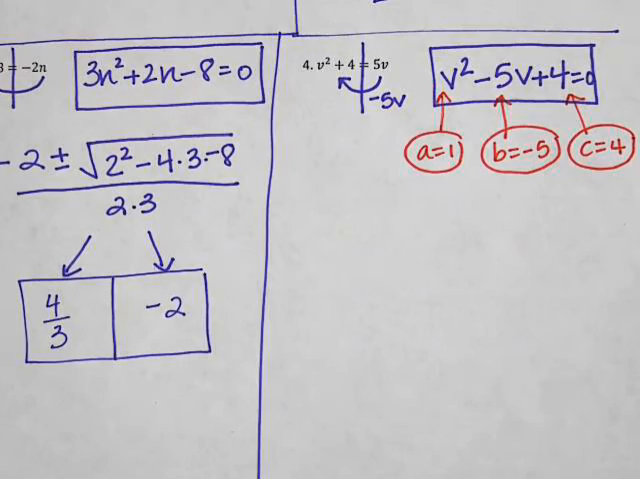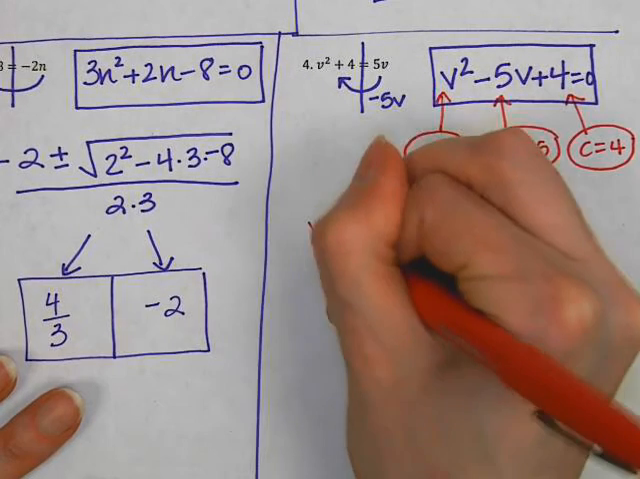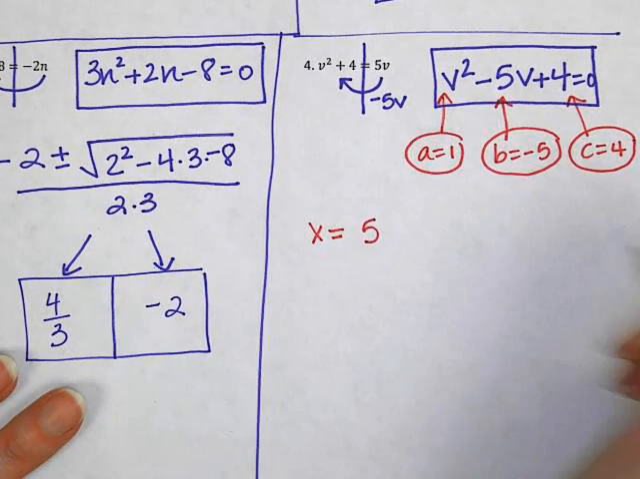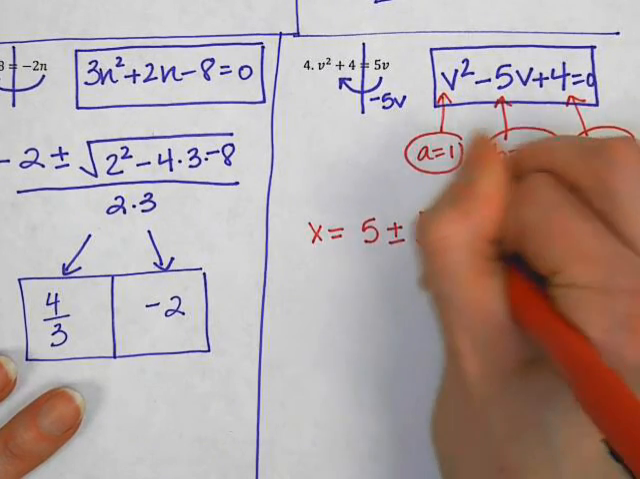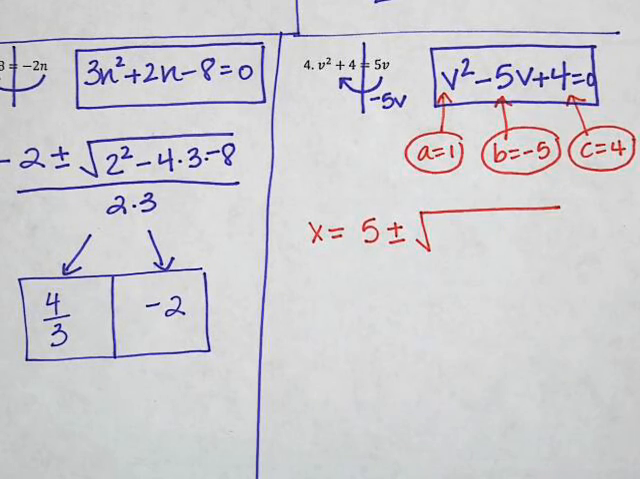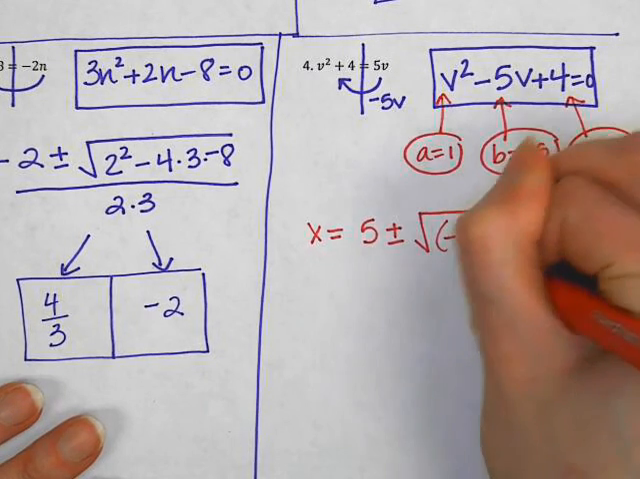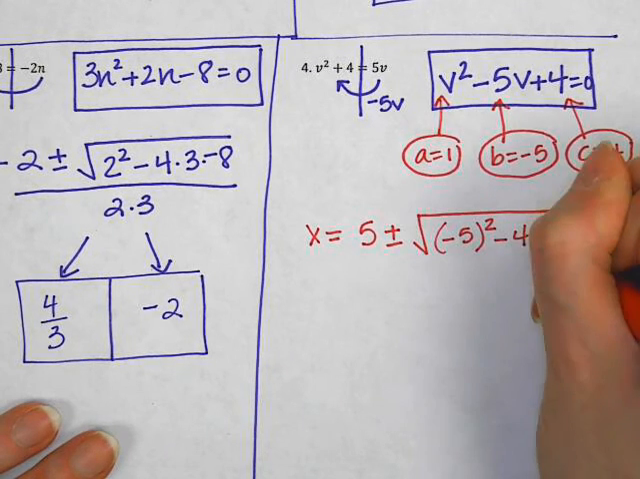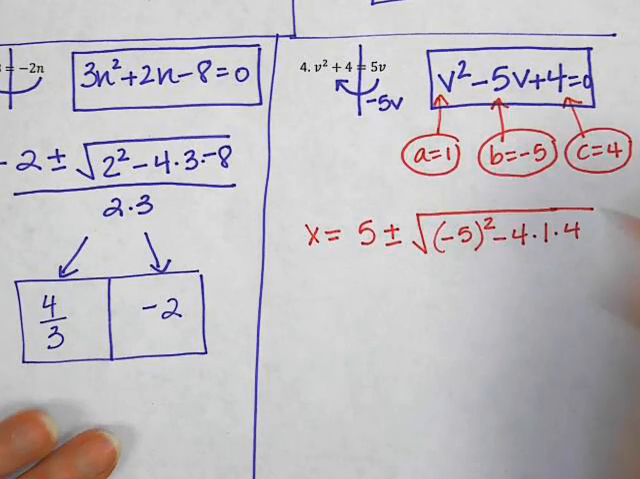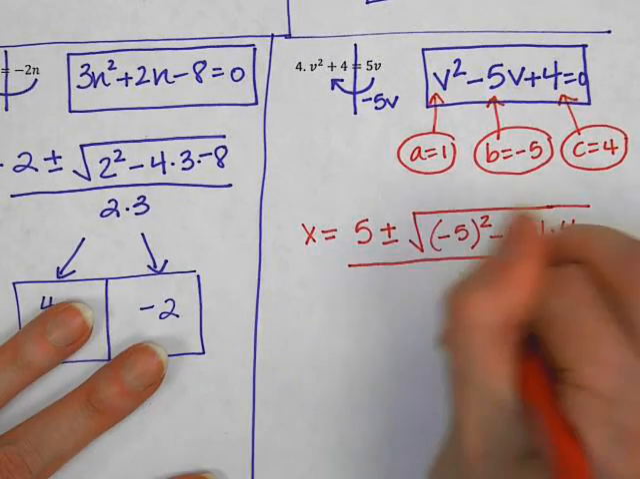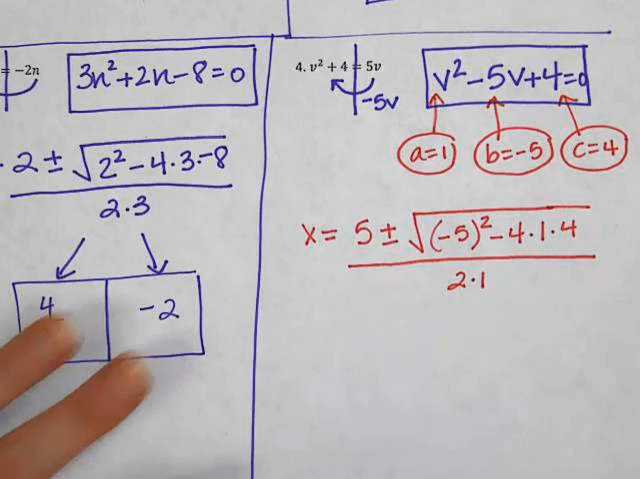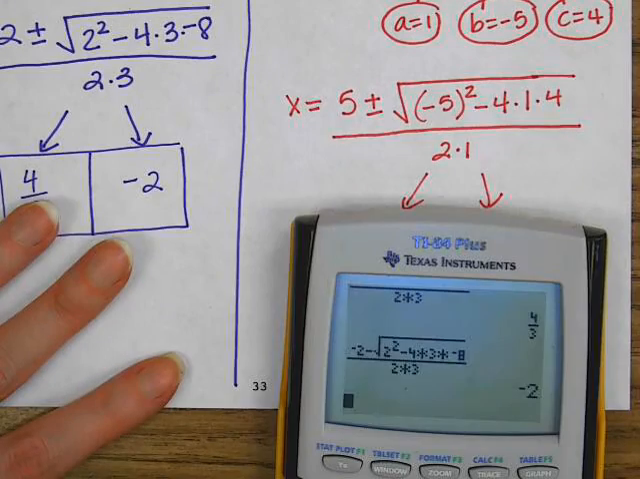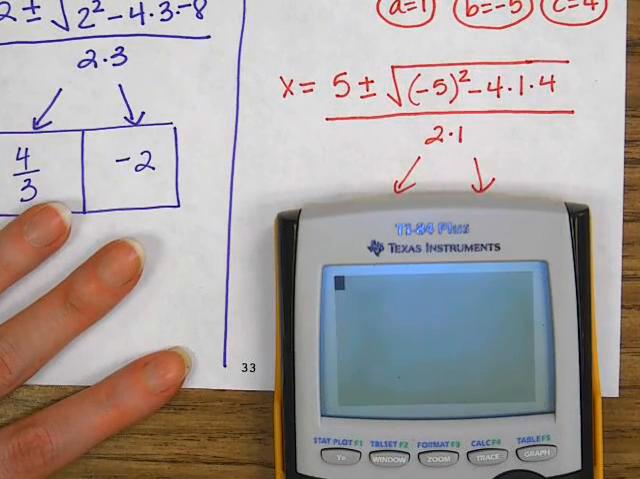Plug them in. X equals negative b. Well, a negative 5 is a positive 5. Plus or minus square root b squared. When b is negative, you must put it in parentheses. Minus 4 times 1 times 4, 4ac, all over 2 times a, and a is 1. Let's type it in and get our 2 answers. And you should be pros at the quadratic formula.